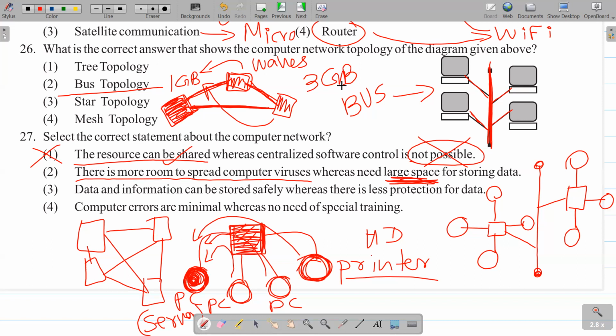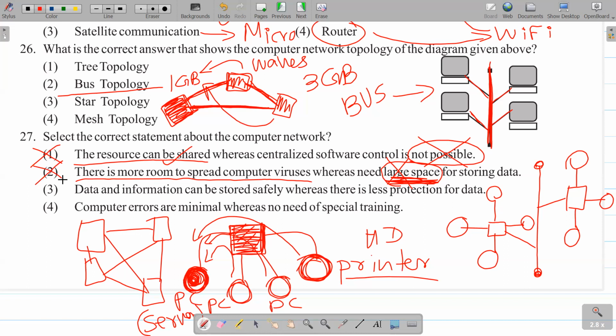So it's comparatively smaller space that we can have, right? So for the second one, this large space wording is going to give you an incorrect idea. So it's not correct as well.